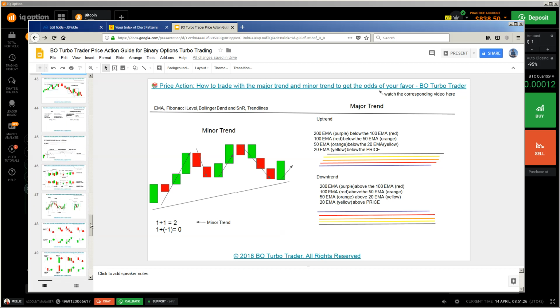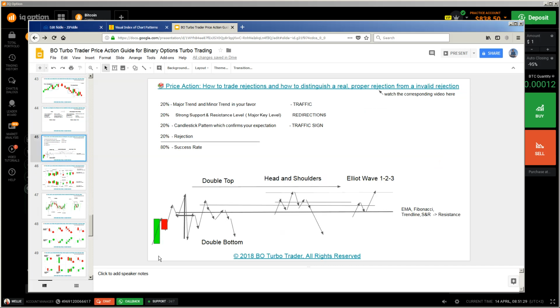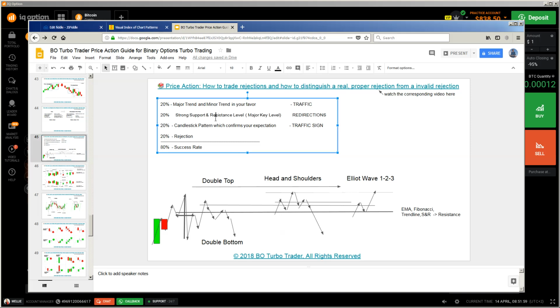The next topic is again the rejection, which I have specified again because there were questions about this. And you see here we have 20% for the trend, 20% for the key levels, 20% for the candlestick pattern, and the last 20% for the rejection. Then there are 20% missing, and this missing percentage is the random factor of the market, because everything can happen at any time. But if you have those 4 things together, you get an 80% success rate: trend, key level, candlestick pattern, and the rejection all together.